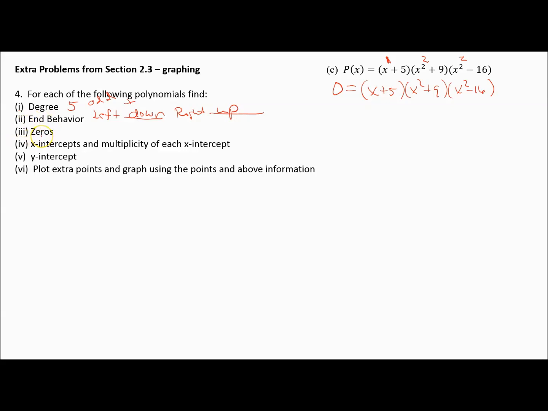Now, finally, zeros, which I've already gotten started. It will factor a little more than the way I have it written now. x² + 9 will not factor more because it's a sum of squares, but x² - 16 factors into (x + 4)(x - 4). And then I set each factor separately equal to 0.